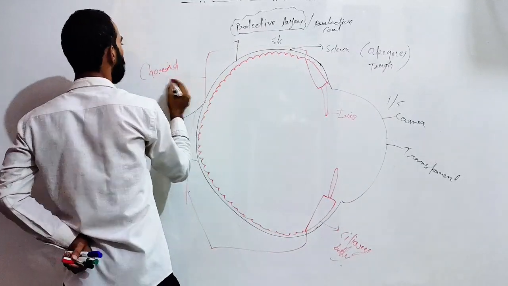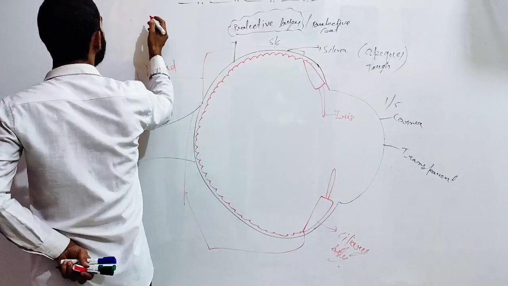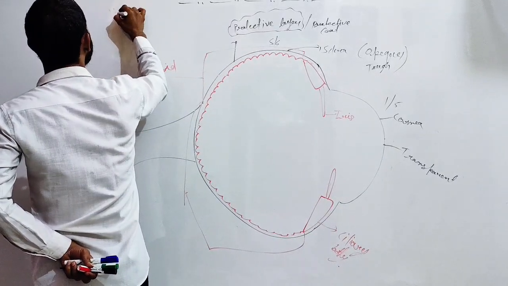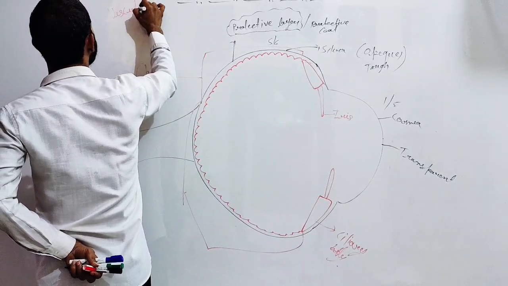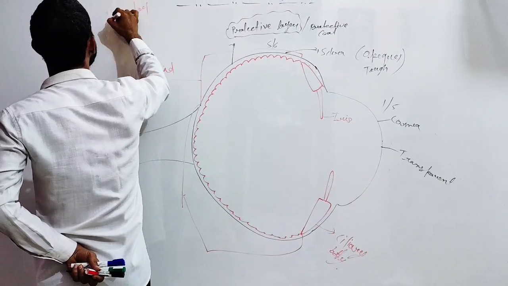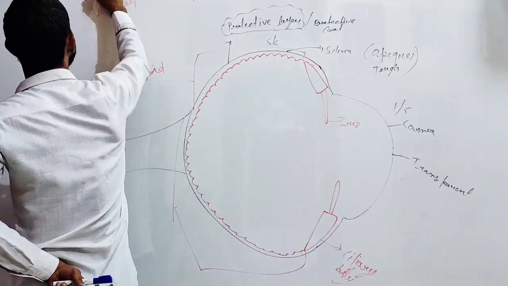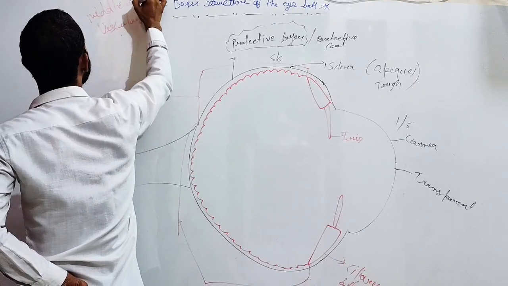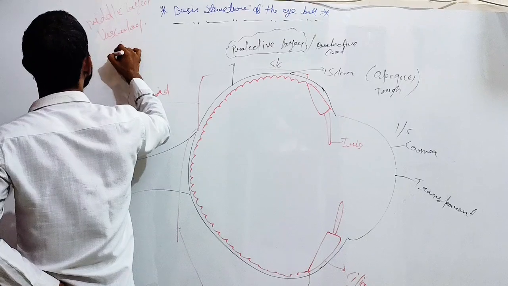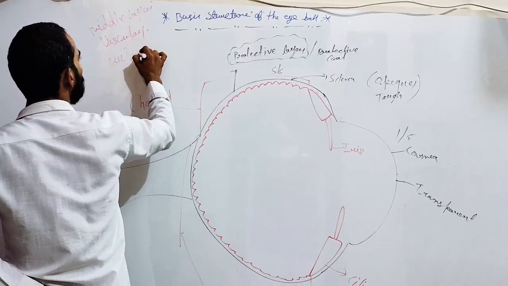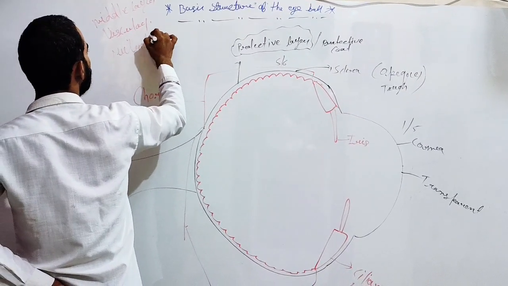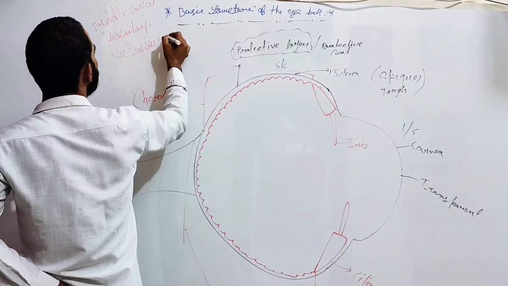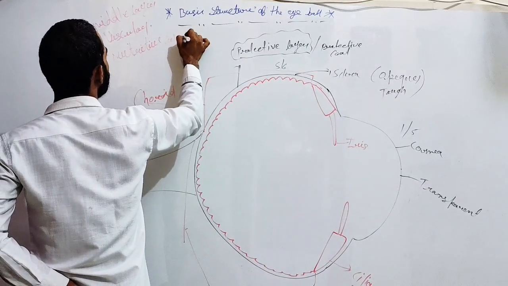It is also called the vascular middle layer, vascular or nutritive layer.